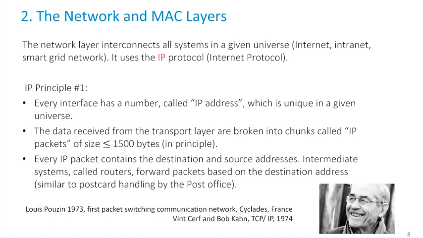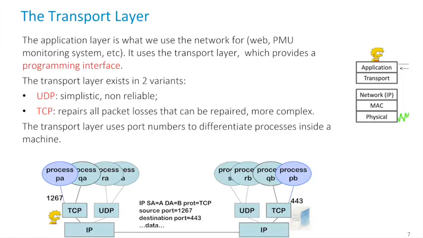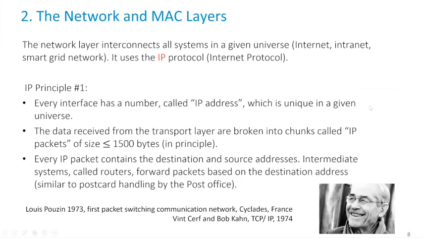So that's all for the global overview. Now we will dive into the network and MAC layer, which are those things here. The network and MAC layer are the interconnection network. Those are the things that allow us to build a network. So first, the network layer.